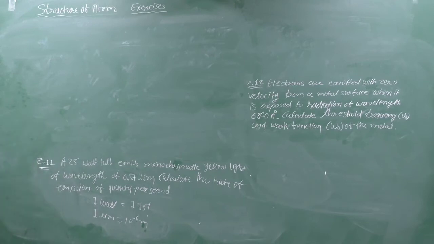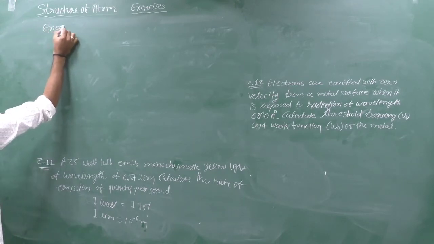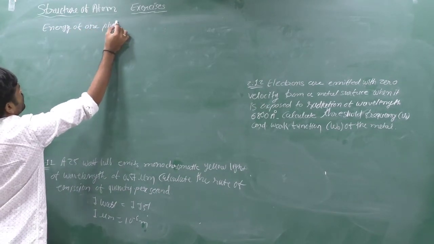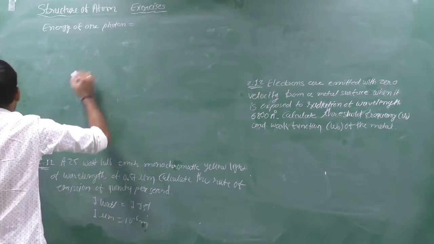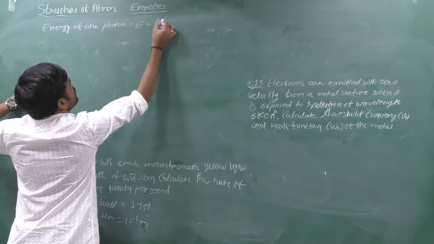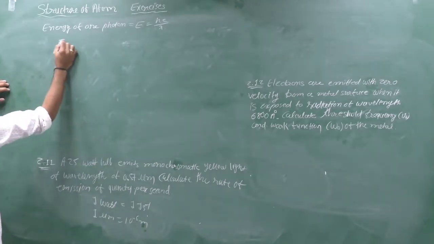First we can calculate the energy of 1 photon. Because only if we get the energy of one photon can we calculate the photons per quanta. E is equal to hc upon lambda.